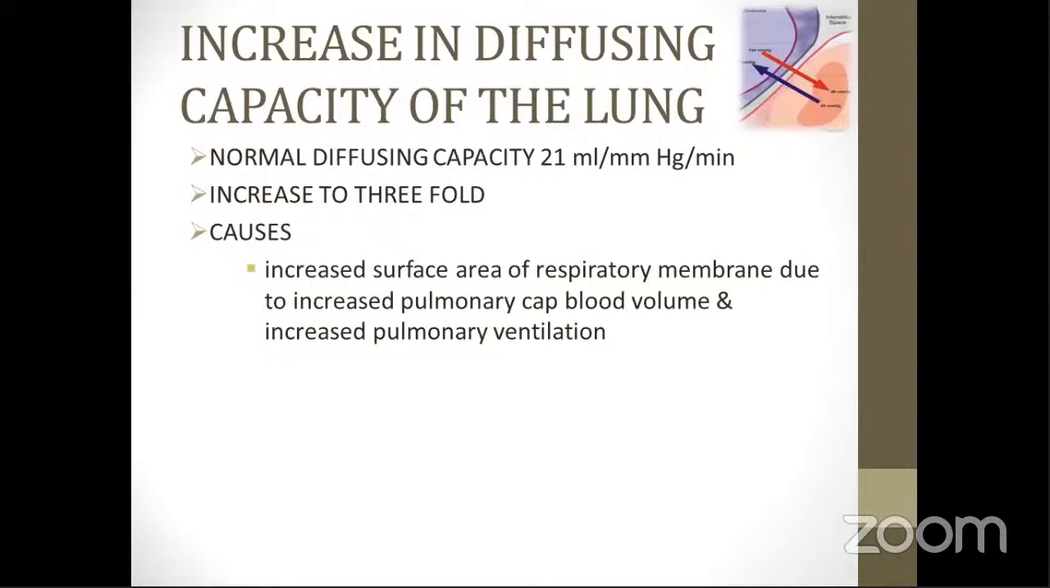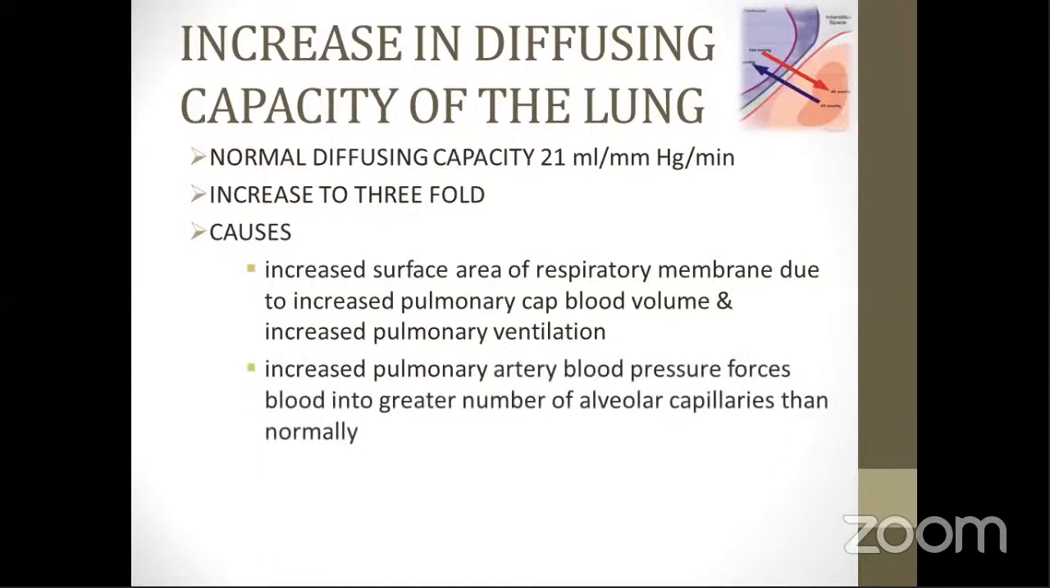I told you when there is pulmonary vasoconstriction, there is increased pulmonary artery pressure, and that will cause increased pulmonary capillary blood volume. Okay, and this will result in increased surface area of the respiratory membrane, and that will cause increased diffusing capacity. And another factor is increased pulmonary ventilation. This will also increase the surface area of the respiratory membrane, and that will also increase diffusing capacity.